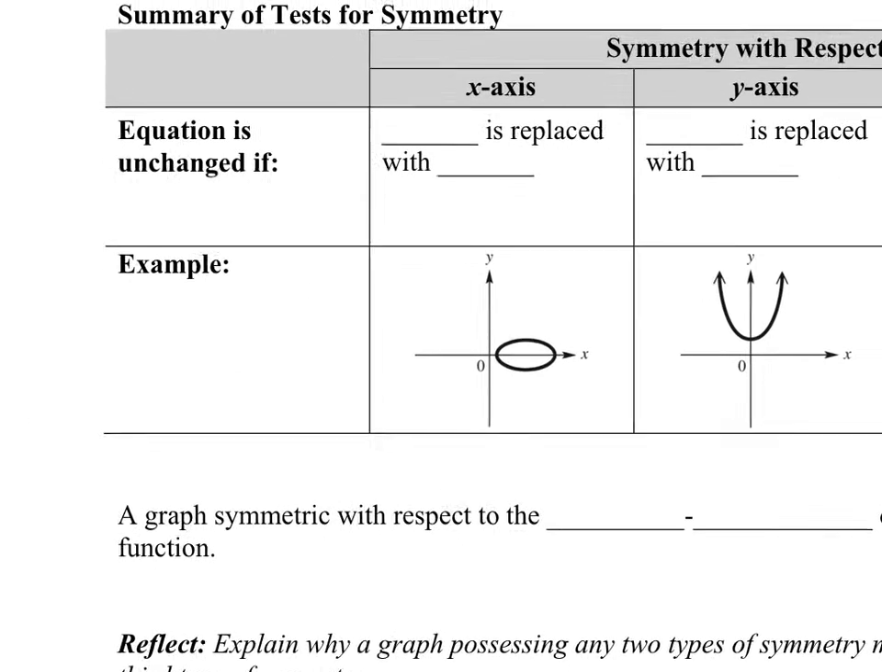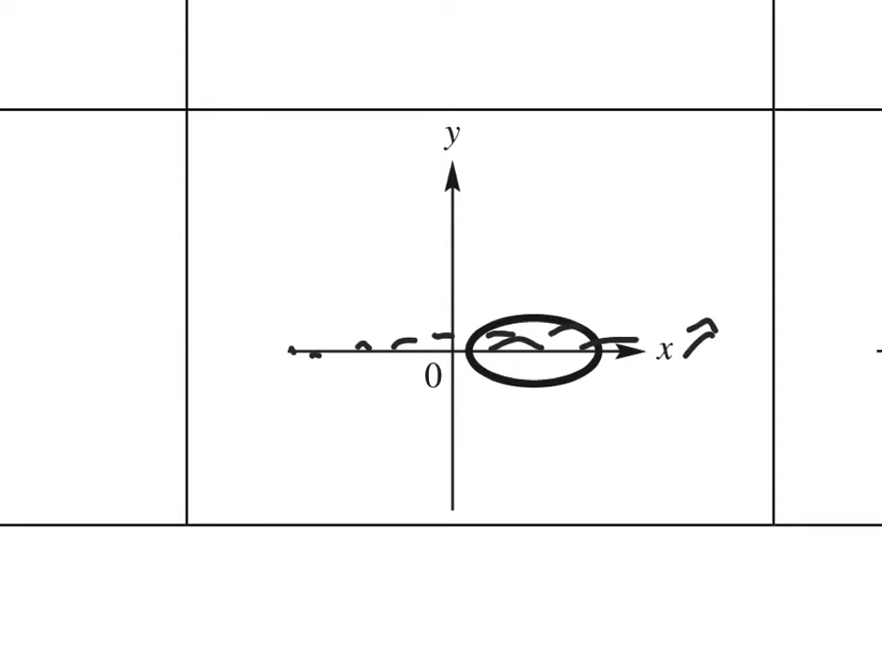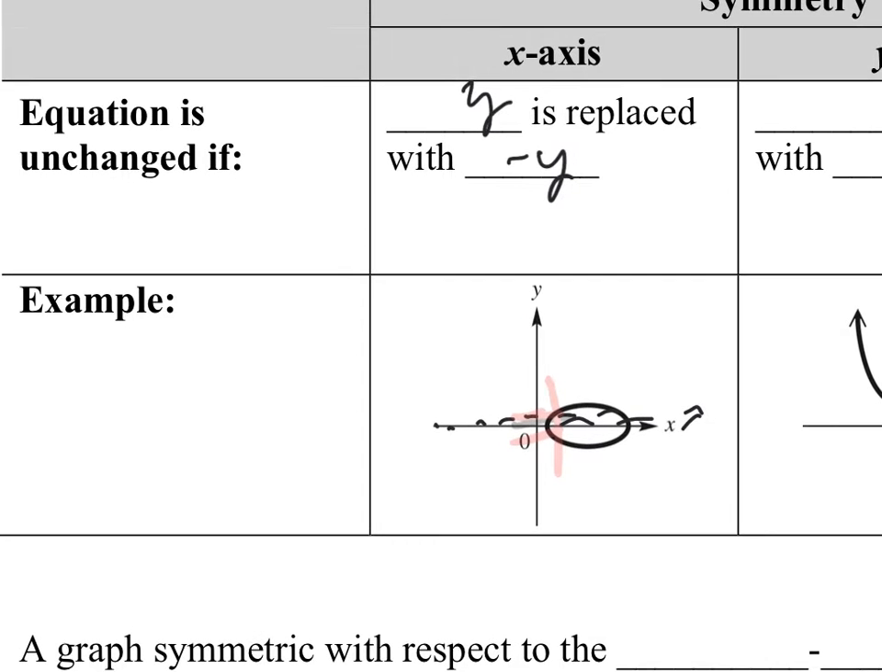So this is a picture of an ellipse. And this has symmetry, obviously, with the x-axis. So the equation is unchanged if the y is replaced with a negative y, we get the same x. That's what they're saying. Let me use a color here. If a y is replaced with a negative y, we have the same x value. That's symmetry on the x-axis.